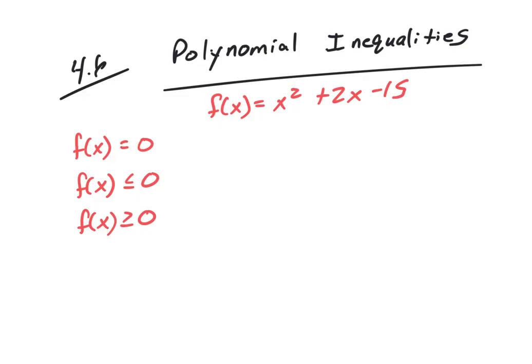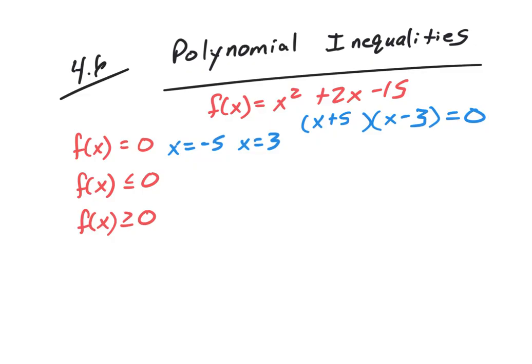Do product and sum here. What multiplies to get negative 15 and adds to get 2? So that would be a positive 5 and a negative 3. But remember that those are the factors. Those are not the zeros. So then I have to set both of those factors equal to 0. And that would give me x equals negative 5, x equals 3. So those are the two places, two x values that make this equation equal to 0.